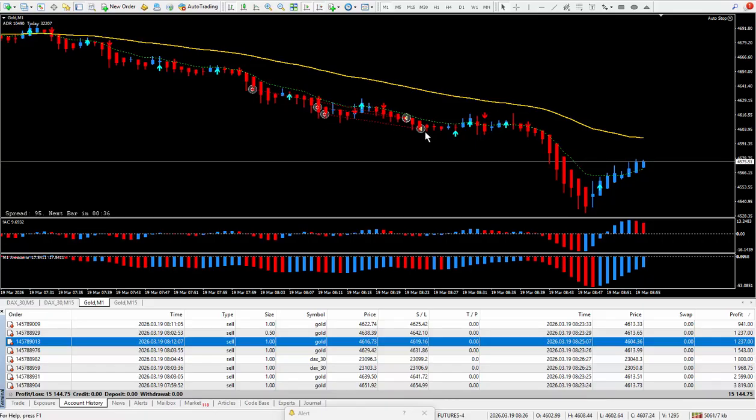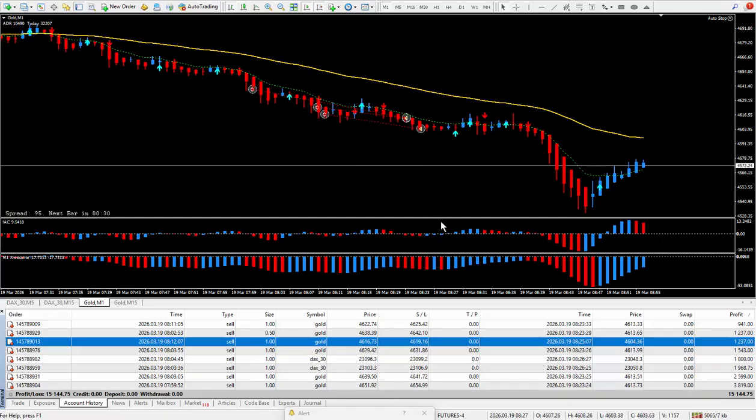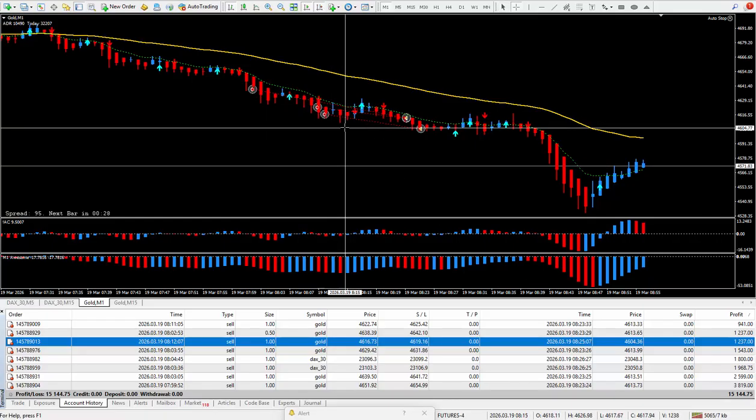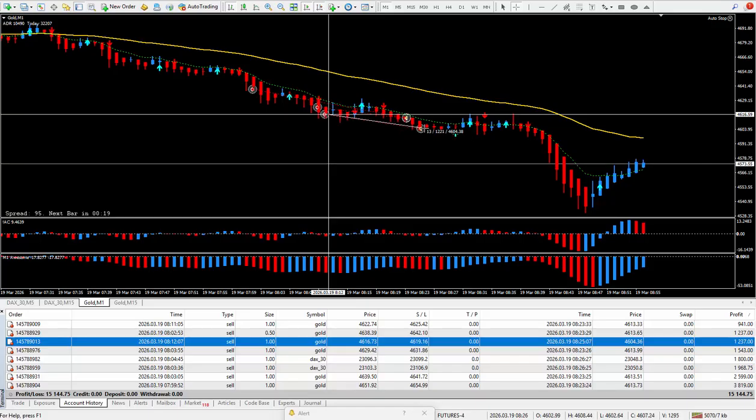Now, you notice that I closed out all the trades roughly very close to the same time. Give or take a couple of minutes. So we're looking for 123, maybe 124. 123.